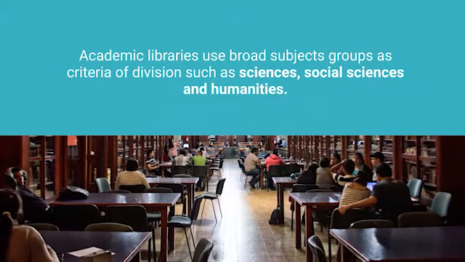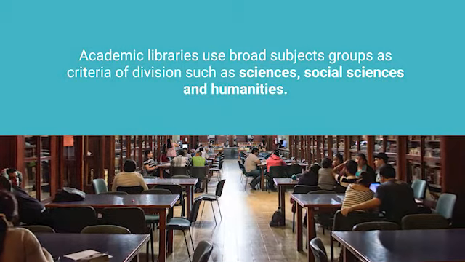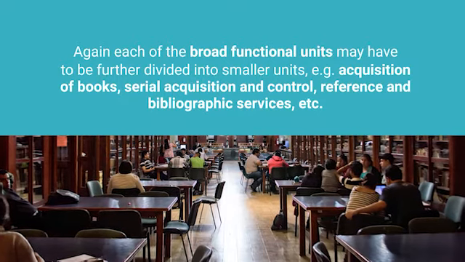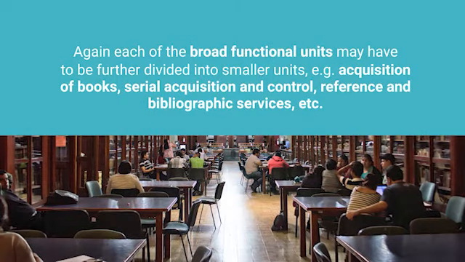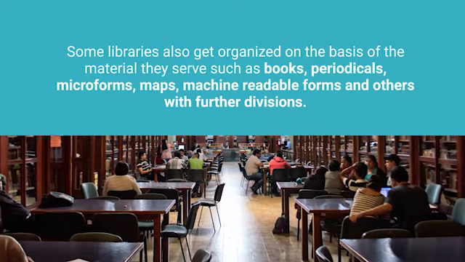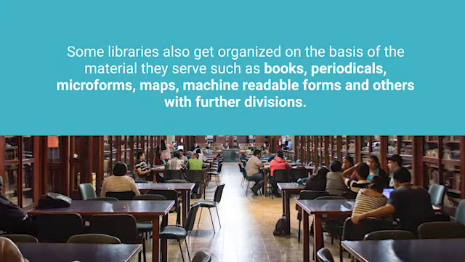Academic libraries use broad subject areas as criteria of division, such as science, social science and humanities. Again, each of the broad functional units may have to be further divided into smaller units like acquisition of books, serial acquisition and control, reference and bibliographic services, etc. Some libraries also get organized on the basis of the material they serve, such as books, periodicals, microforms, maps, machine-readable forms, and other forms with further divisions.